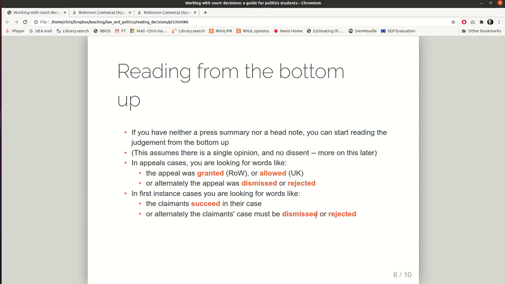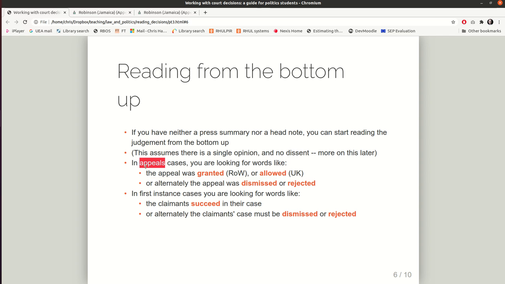If you don't have a press summary or a head note, you probably want to start reading the judgment from the bottom up. You might need to skip past some dissenting opinions or concurring opinions. I'll talk about that more later. And the particular form of words that you're looking for is some indication that the appeal was granted or allowed. So UK courts allow appeals. In the rest of the world, appeals are typically granted. Alternately, you might be looking for a form of words which says that the appeal was dismissed or rejected.